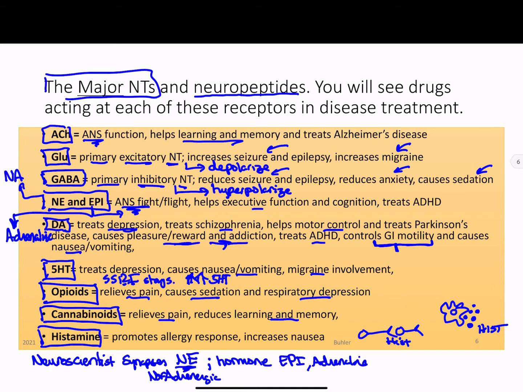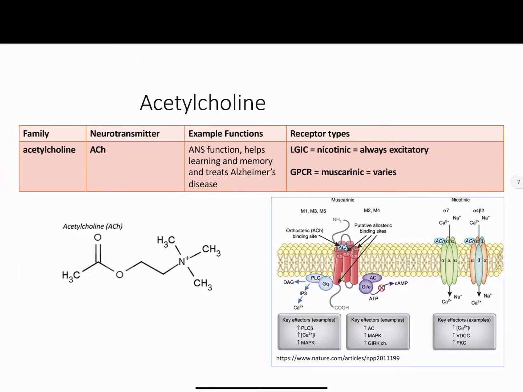Specifically adrenaline and histamine can act more hormonally, or autocrine or paracrine, as well as in the systems where they're neurotransmitters. So histamine actually promotes that allergy response. You release histamine out in your tissues, you get itchy, red, swollen. That's why we use antihistamines as anti-allergy. And it also increases nausea.